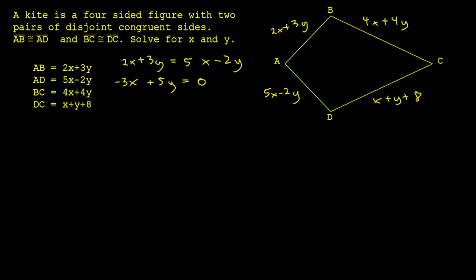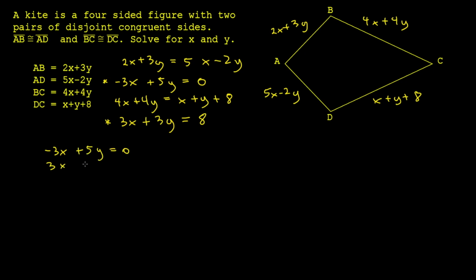Next, BC is congruent to DC, so 4x plus 4y equals x plus y plus 8. Now again, let's get that in standard form. Move over the x, we've got 3x. Move over the y, we've got 3y equals 8. So now let's take this equation and this equation over here. Negative 3x plus 5y equals 0. 3x plus 3y equals 8.